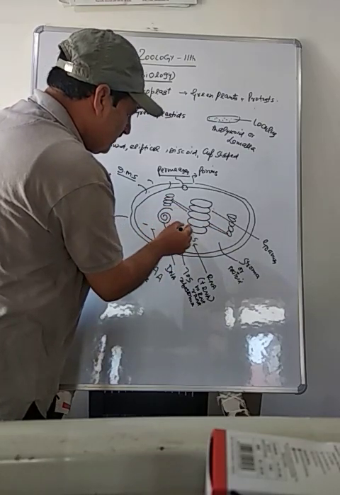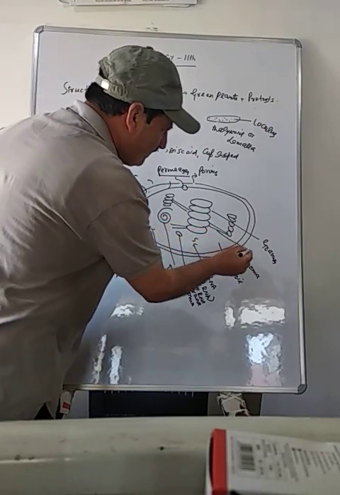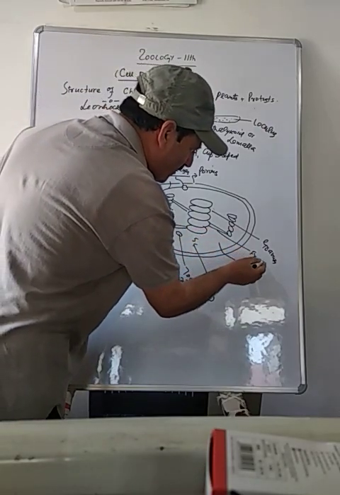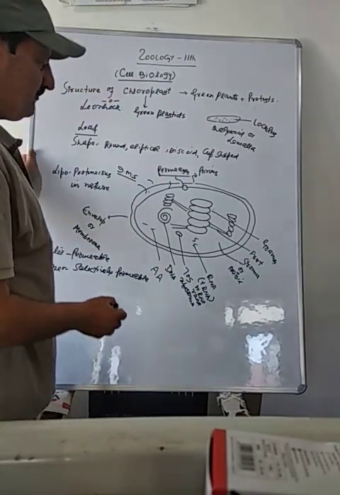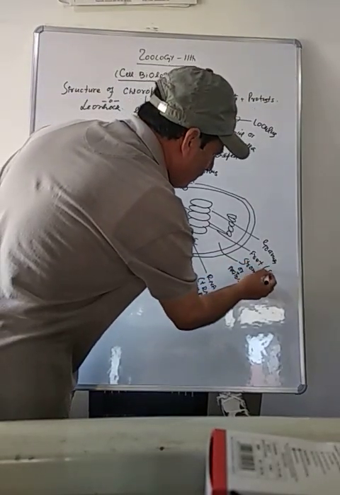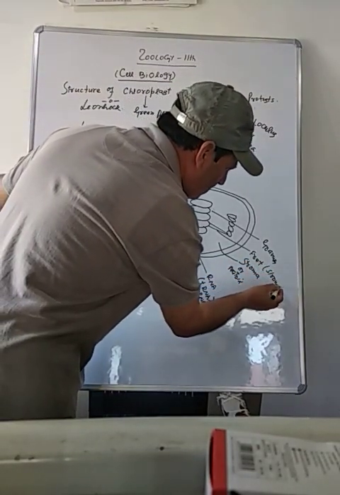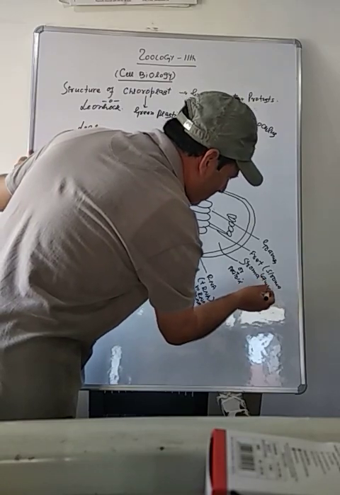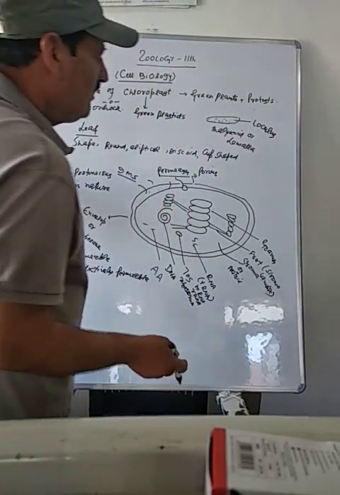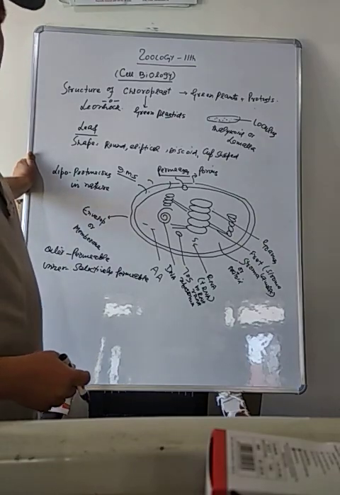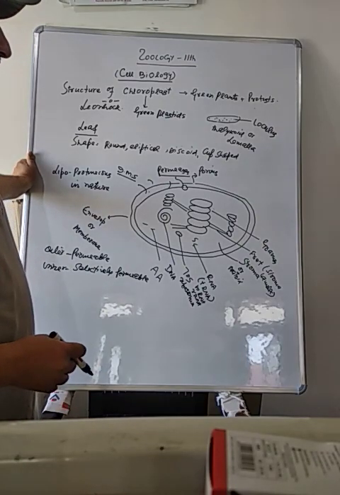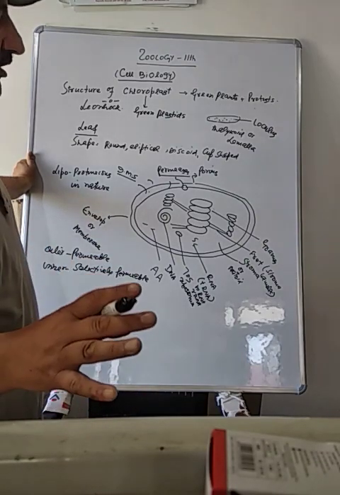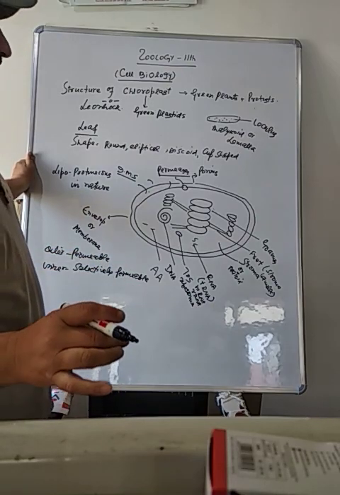The connection is called a thread, also known as stroma lamella. Numerous grana, from 50 up to 100 grana, can be present in a chloroplast. It depends upon the size of the leaf and the size of the chloroplast.